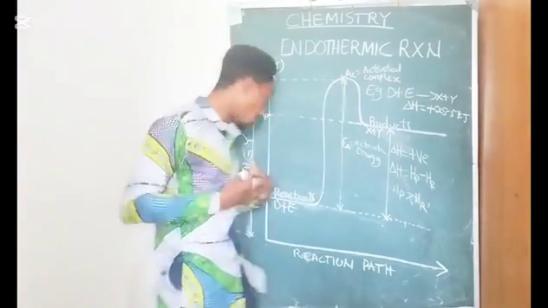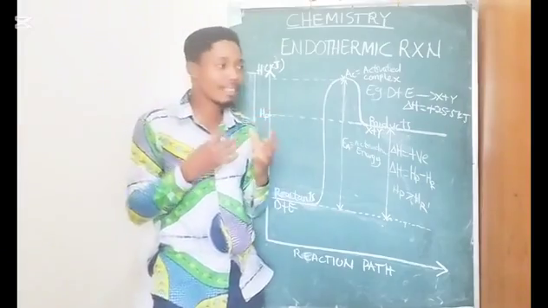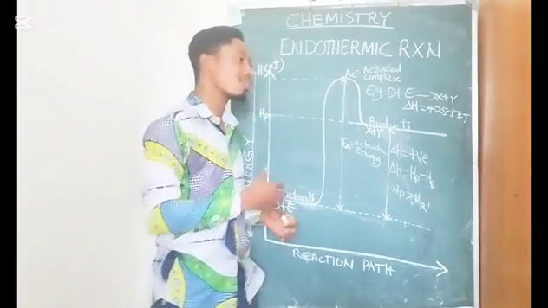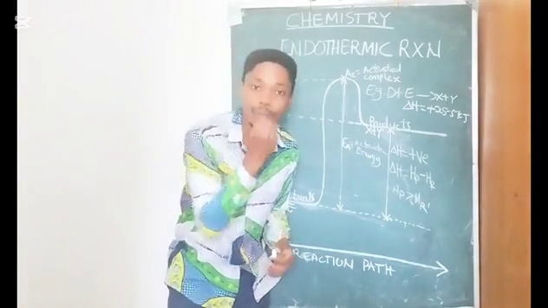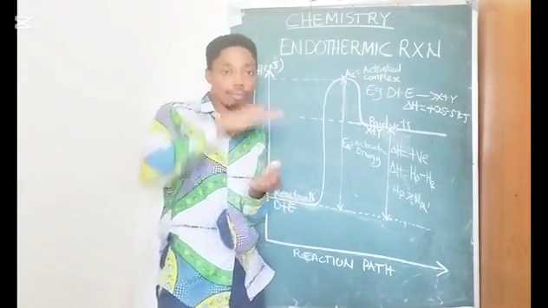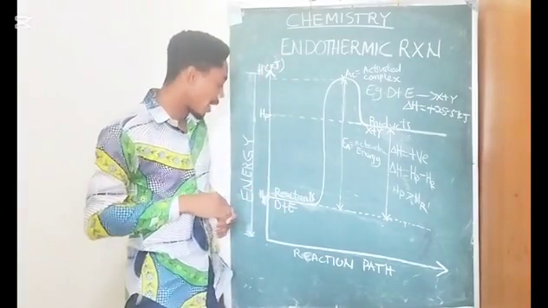Heat is absorbed, and because of that, the reaction vessel is colder than the surroundings. When we say the reaction vessel is colder than the surroundings, it doesn't mean that the reaction vessel is very cold. There is a fall in temperature in an endothermic reaction.